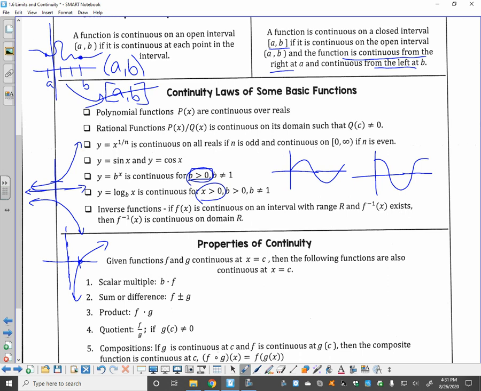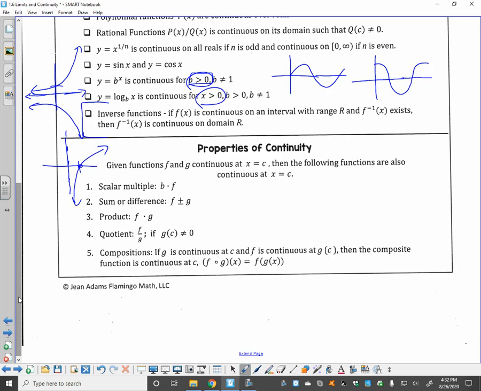Inverse functions. Okay, inverse functions are continuous. Now remember, when you do inverse functions, the domain and range flip-flop. So it's continuous on an interval with the range, and if f inverse exists, then f inverse is continuous on the domain R. Don't lose sleep over this one. No big deal. Just breezing right past it. No worries. All right, properties of continuity. Yep, don't need any of those. We're good. Moving on.